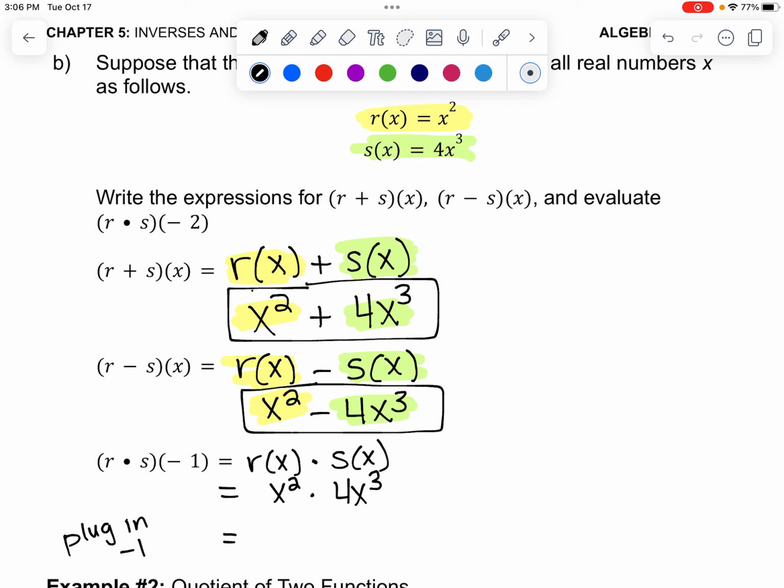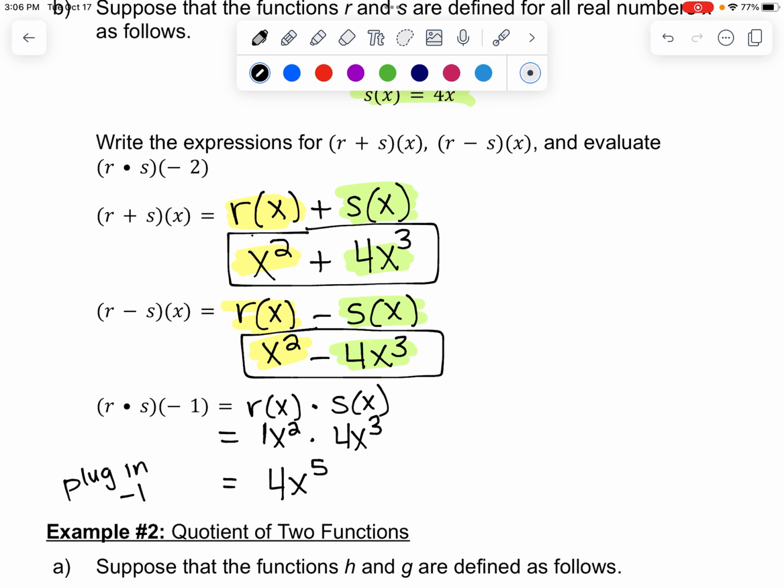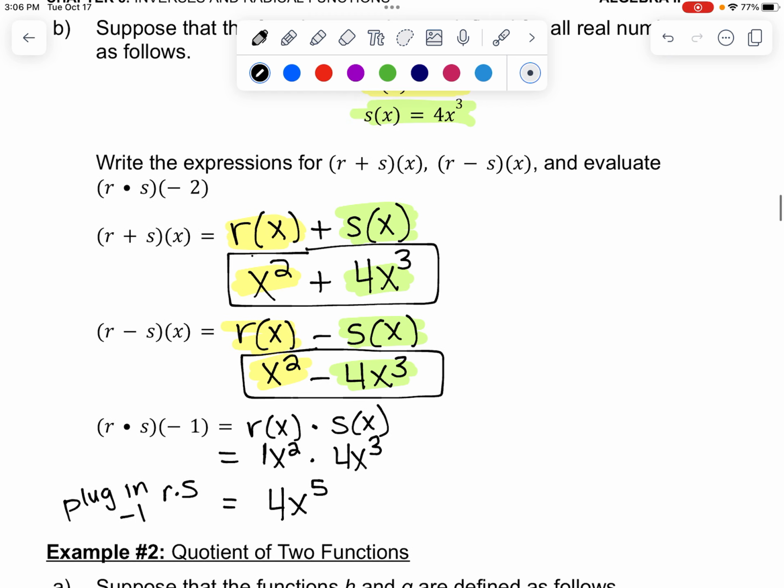If I multiply those together, 4 times 1 is 4, because remember there's a 1 right there we don't see. X squared times x cubed: you add the exponents when it's the same base getting multiplied. 2 plus 3 is 5. So r times s of x is equal to 4x to the 5th.